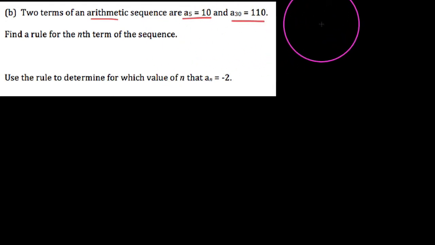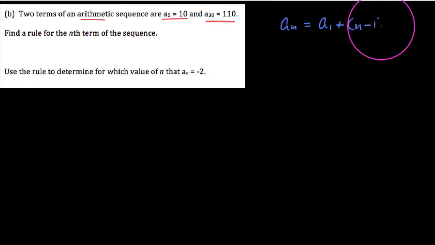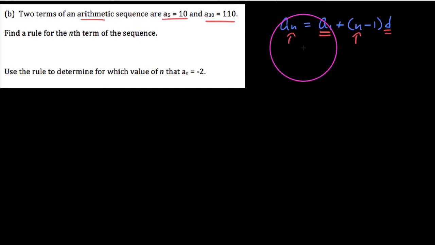And so again, just like in the last video, let's recall that the rule for the nth term of an arithmetic sequence is always the first term plus n minus 1 times the common difference itself. So again, what we're looking for here is the first term and the common difference, but what we've been given is a combination of n and an values here.